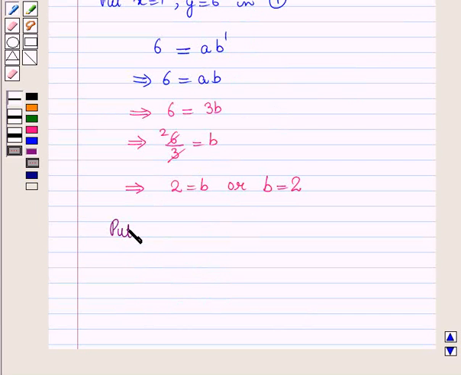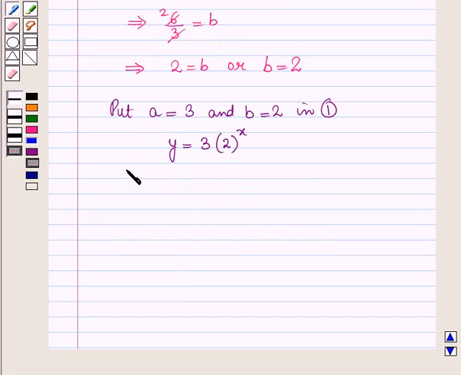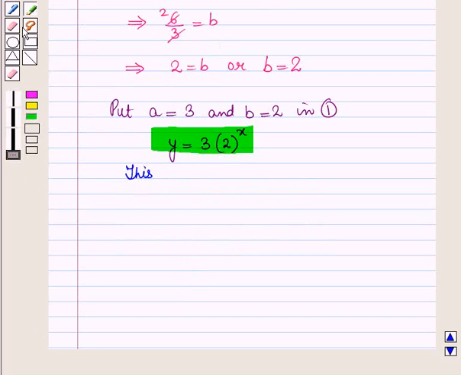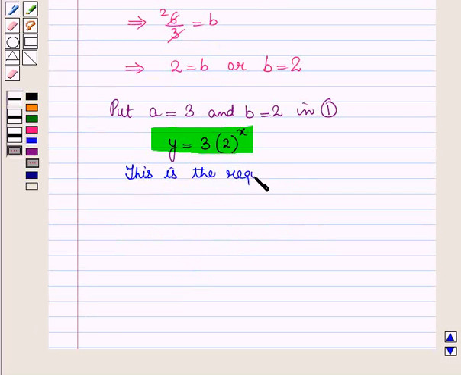Now putting a is equal to 3 and b is equal to 2 in 1, we have y is equal to 3 into 2 raised to power x. So this is the required exponential function.